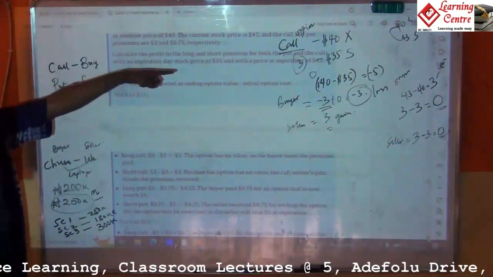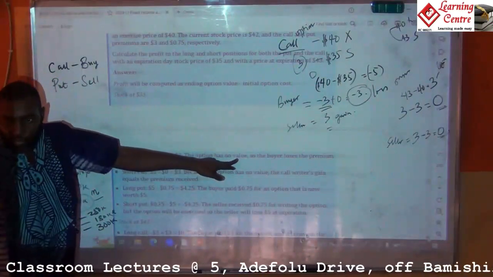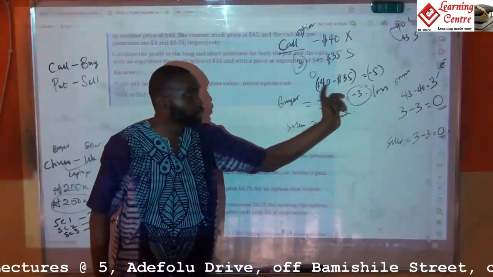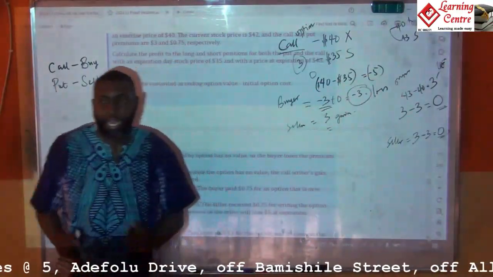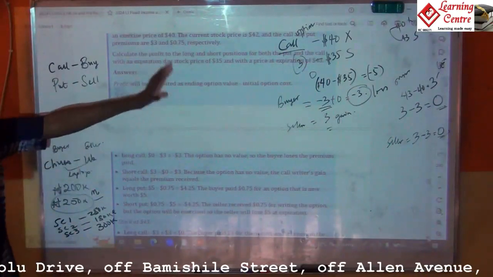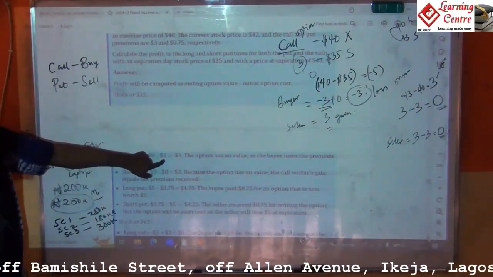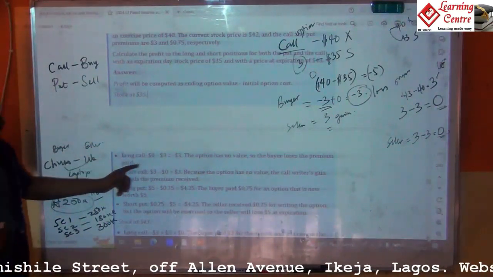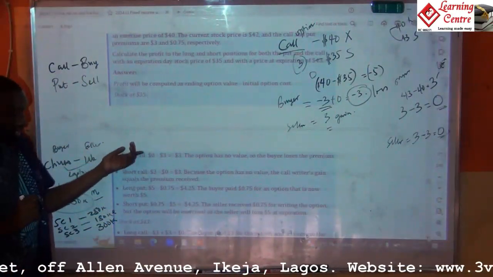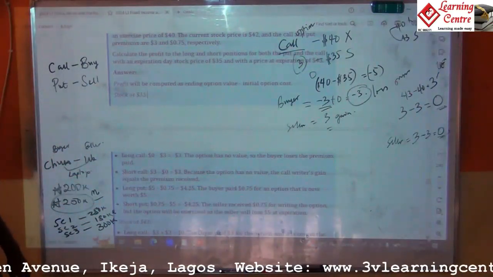Now the buyer of the call option, which is this -3, the option has no value to him, because looking at the option alone it is -5. And remember, he cannot lose in the option. So because it's -5, it means it is 0. That's it, 0. But he has paid a premium of $3. That's why we said the buyer loses the premium paid. And of course, the seller of that call will only gain the premium. Let's leave put. I'll come back to put.